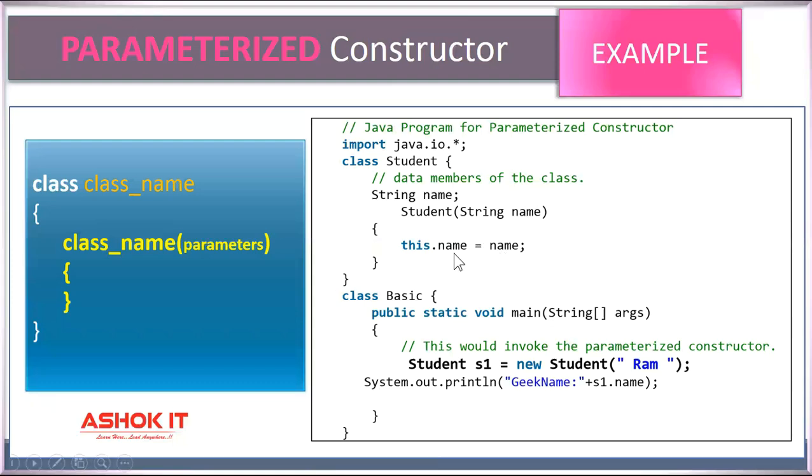So this.name here refers to the class member, that is, the Student class data member name. Equal to name, where name here is the parameter present in the parameterized constructor. So when we create an object or when we instantiate the Student class, at the time of instantiating, we provide the value for the parameter, which will be initializing the instance variable name. So let's see the example practically in Eclipse IDE.